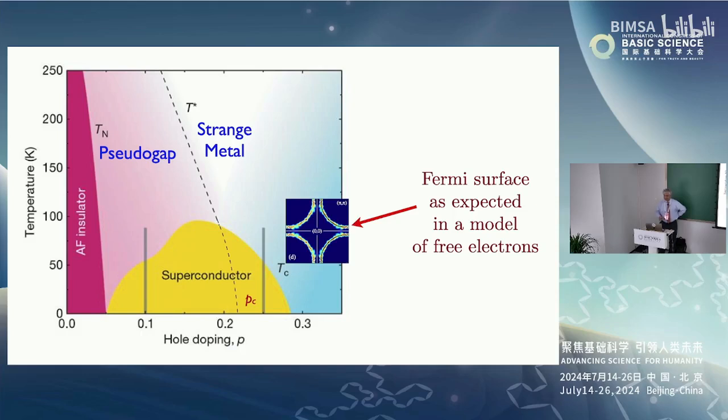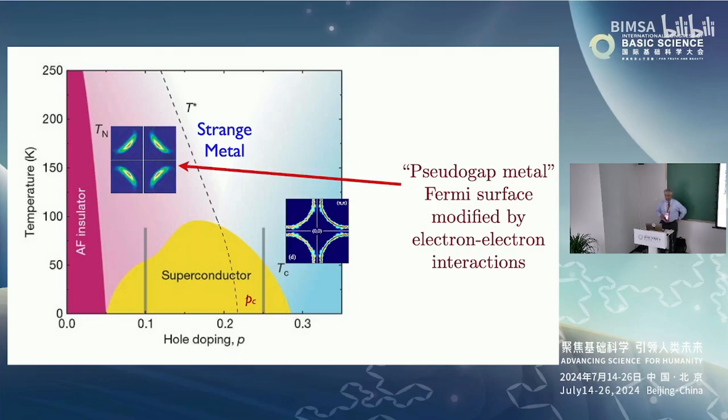So sorry, I forgot to show this. The ordinary metal in particular has a well-defined Fermi surface, which is exactly where you expect it if you just treated the electrons as free electrons. So this is the boundary between occupied states in the center and unoccupied states on the outside. Where the Fermi surface seems to be modified, I'll mention various models in a few minutes.